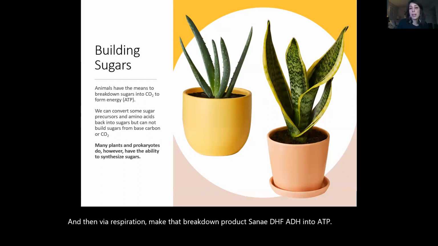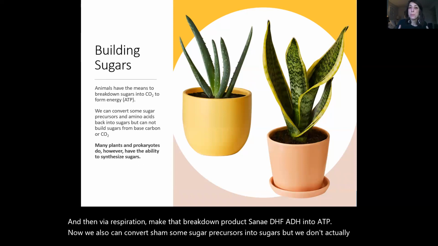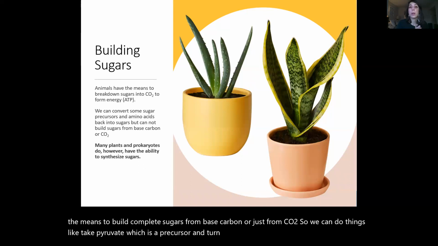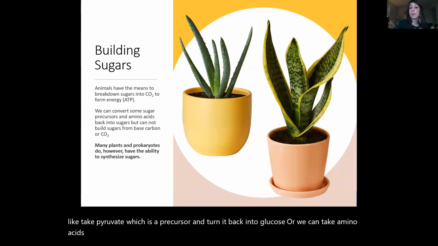Now, we also can convert some sugar precursors into sugars, but we don't actually have the means to build complete sugars from base carbon or just from CO2. So we can do things like take pyruvate, which is a precursor, and turn it back into glucose, or we can take amino acids and also convert them into precursors to eventually turn back into glucose. We do have the means for that.